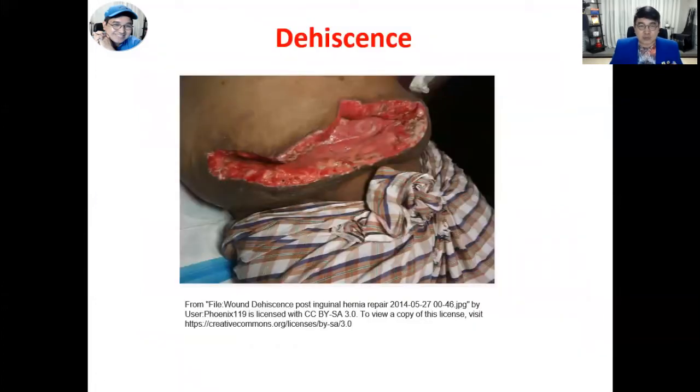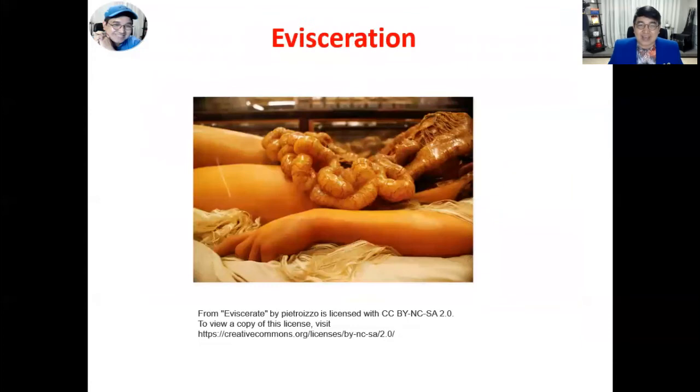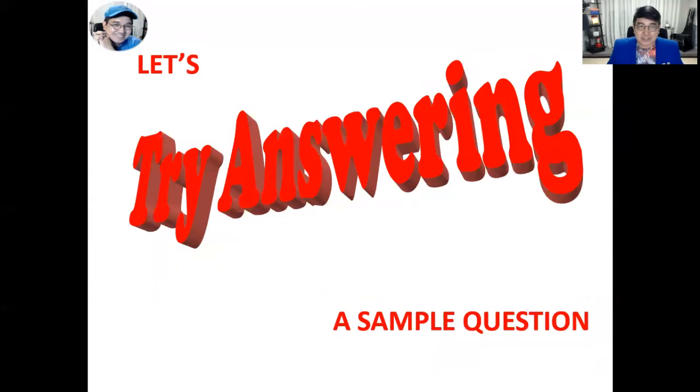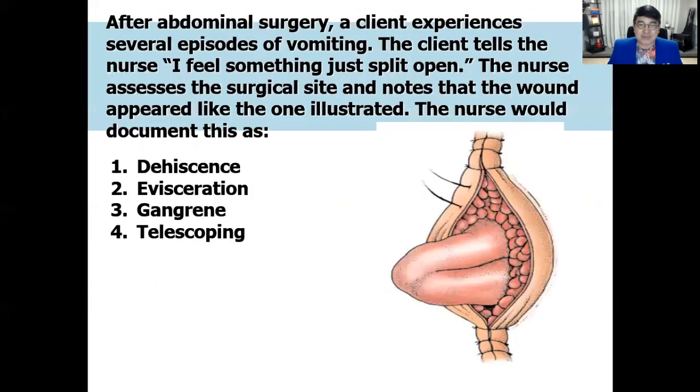So once again, if you are shown this picture and you are asked to label this, remember, this is dehiscence. For those who are taking Prometric and HAD, don't forget this thing. And to contrast it with dehiscence, this is evisceration when your viscera, the visceral organs comes out of the surgical incision. That's evisceration. So using the knowledge we just gained, let's try to answer a sample question.